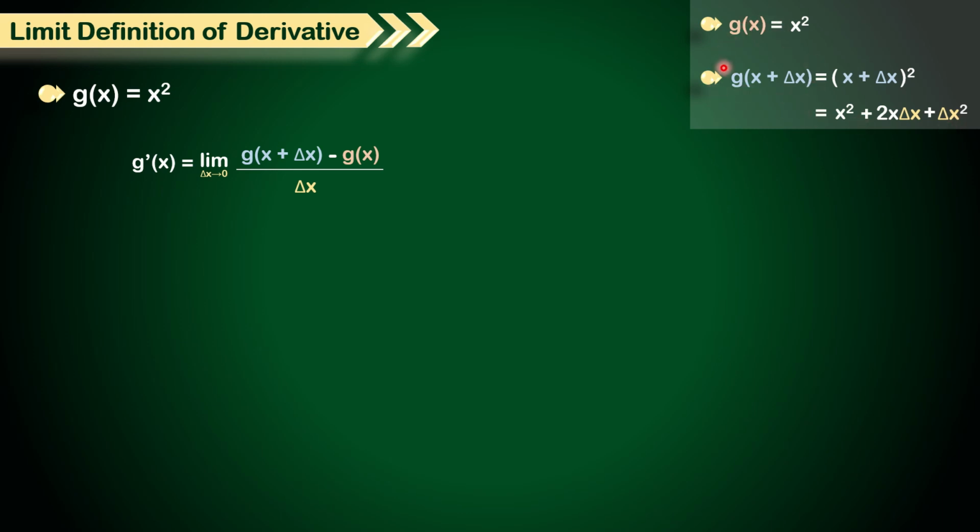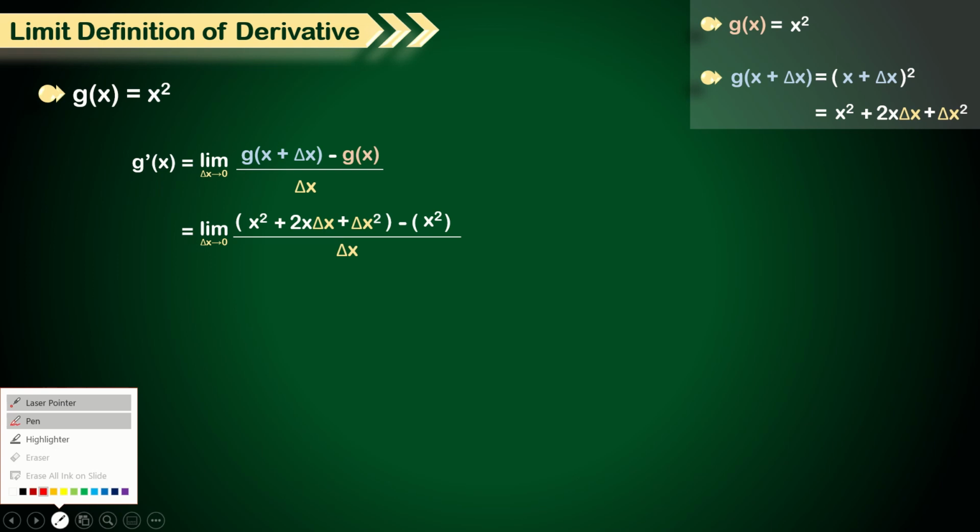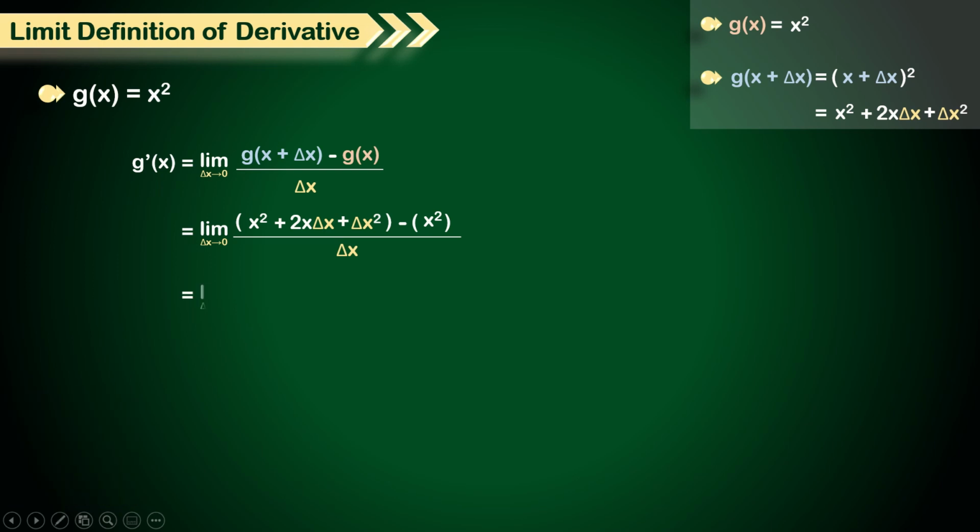Substitute it to the definition of derivative. Limit of g of x plus delta x, which is x squared plus 2x delta x plus delta x squared, minus g of x, which is x squared, all over delta x as delta x approaches 0. Remove grouping symbols. Limit of x squared plus 2x delta x plus delta x squared minus x squared all over delta x as delta x approaches 0.